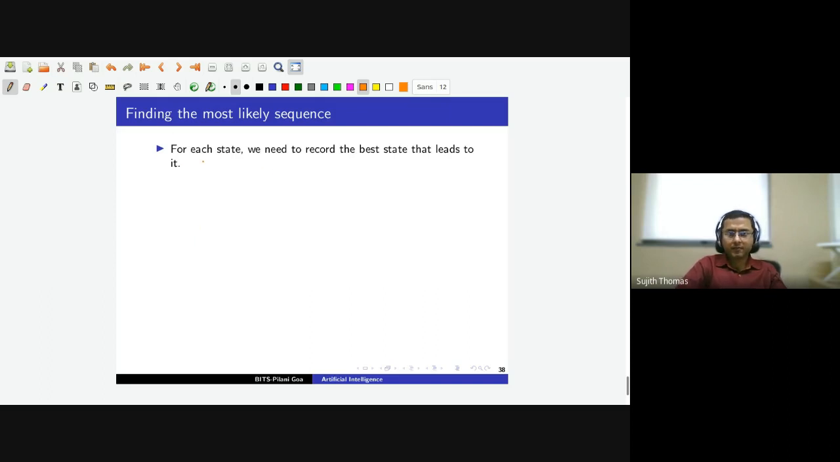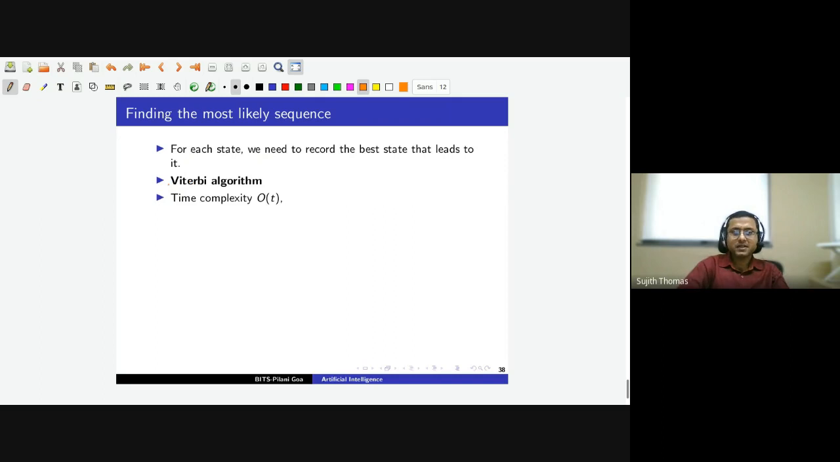So what we have been doing is, for each state, we record the best state that leads to that state. And at the end, we trace back and find out the sequence of values that will maximize the observed values. And the procedure that we have seen just now is called the Viterbi algorithm.